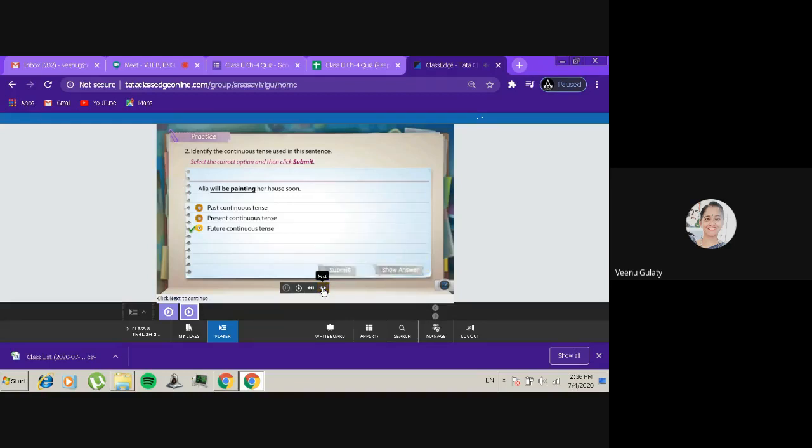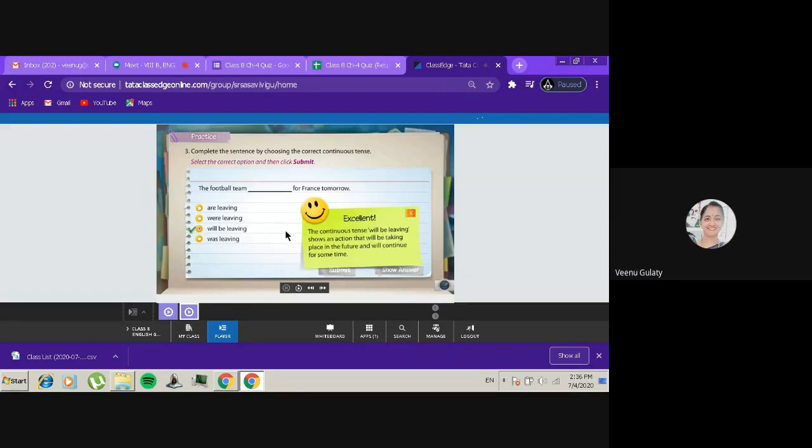Now is the boys' chance, and try not to repeat, okay? Complete the sentence by choosing the correct continuous tense. Select the correct option and then click submit. Ma'am, Nikunj. Ma'am, will be leaving. Okay, will be leaving. And you read the whole sentence along with it. The football team will be leaving for France tomorrow. Excellent. The continuous tense will be leaving.